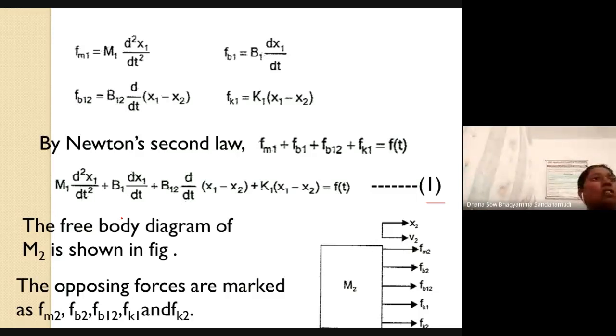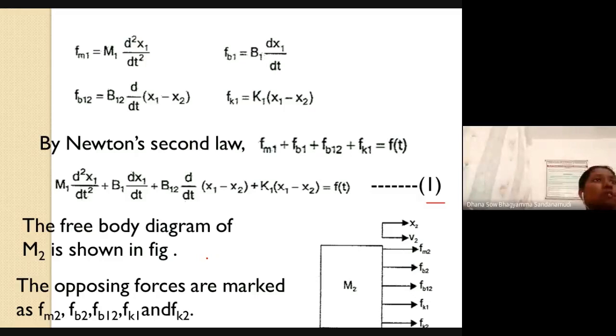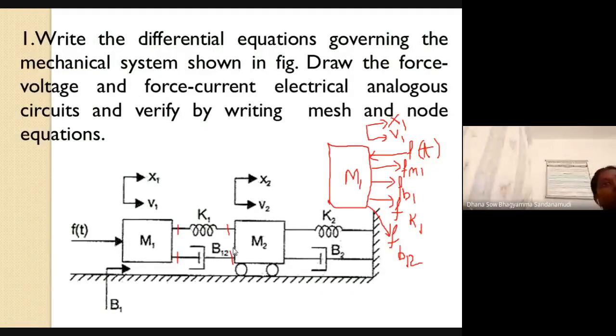Now go to the free body diagram of M2. If you want, I will write the free body diagram. We have already seen the free body diagrams of all these mechanical translation systems and solved some problems, so there is no issue at all. You might already know, so once again I am repeating.